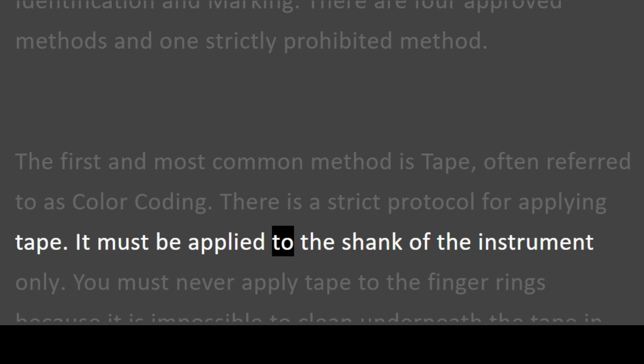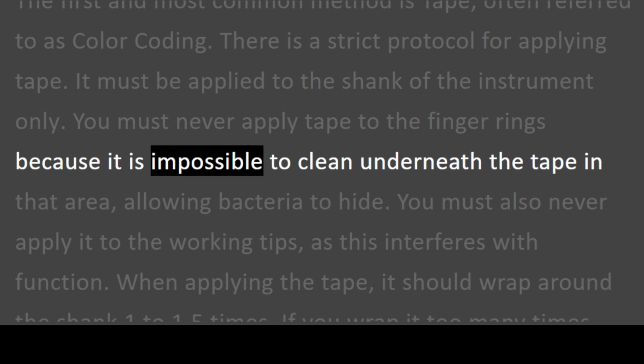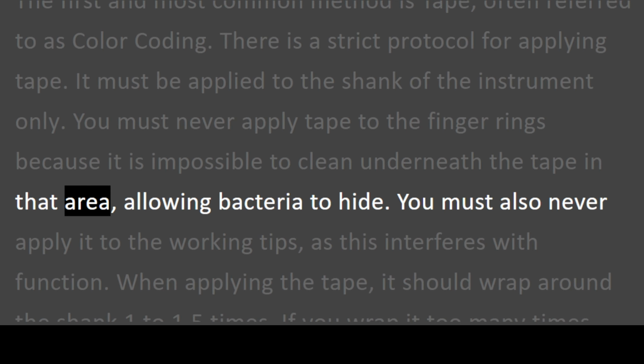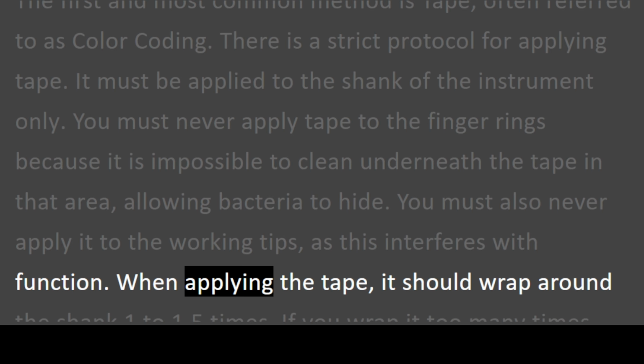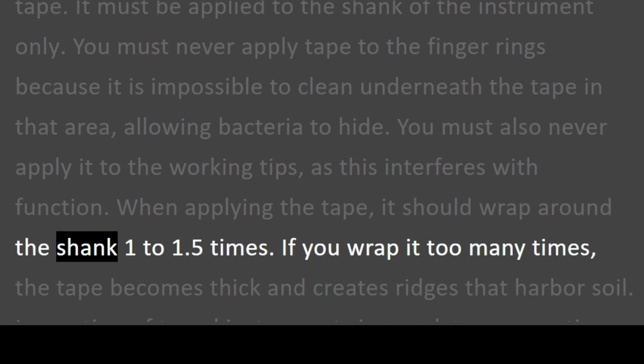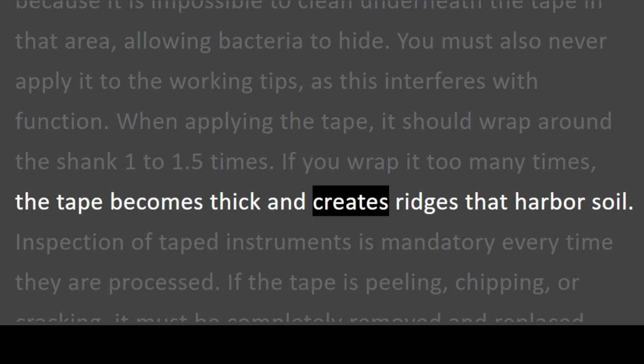It must be applied to the shank of the instrument only. You must never apply tape to the finger rings because it is impossible to clean underneath the tape in that area, allowing bacteria to hide. You must also never apply it to the working tips, as this interferes with function. When applying the tape, it should wrap around the shank 1 to 1.5 times. If you wrap it too many times, the tape becomes thick and creates ridges that harbor soil.